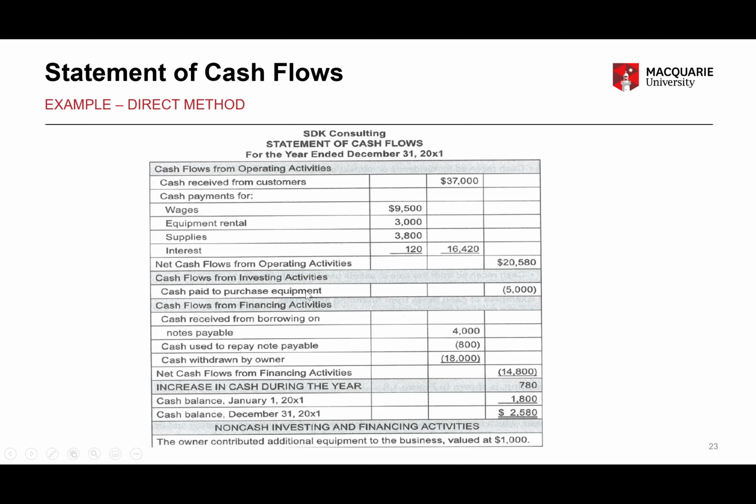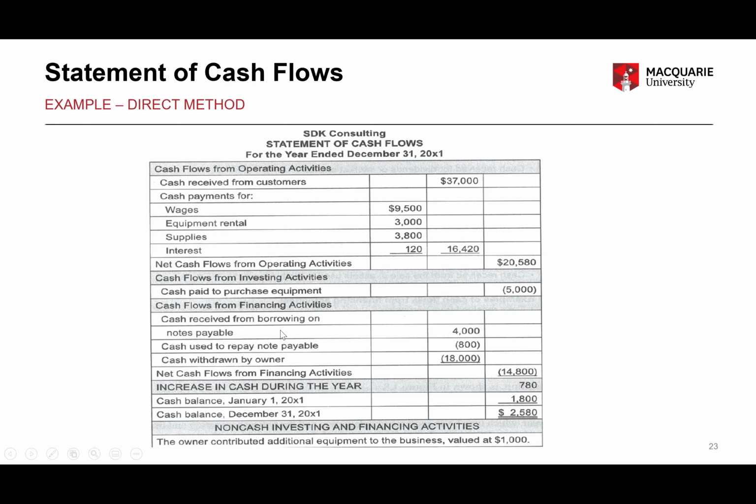Then here we have investing activities. So this was a purchase of equipment. Notice it's in brackets, and when it's in brackets, it means it's a negative. So this was a cash outflow because when we purchase equipment, it means we've spent some cash.